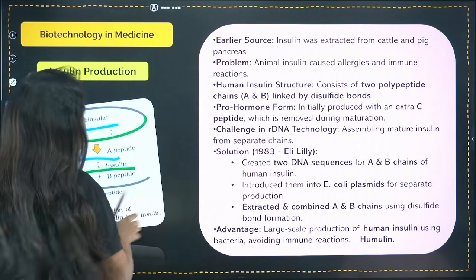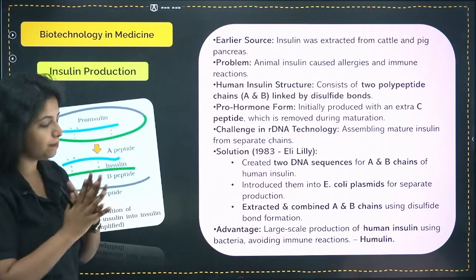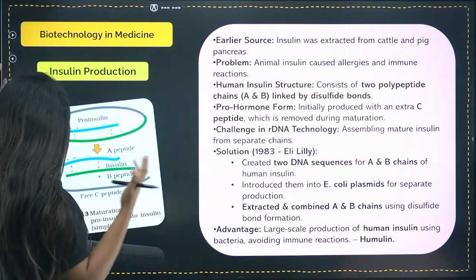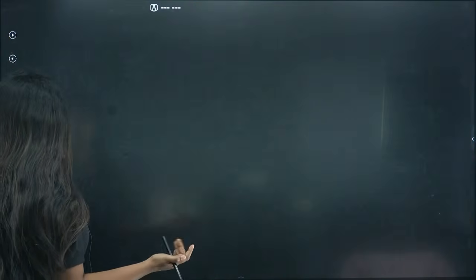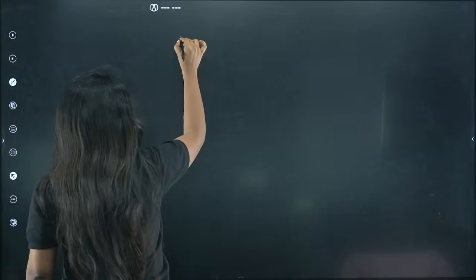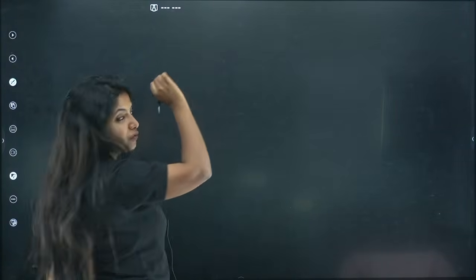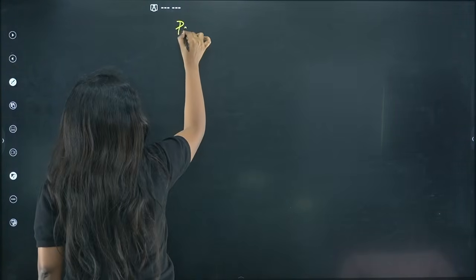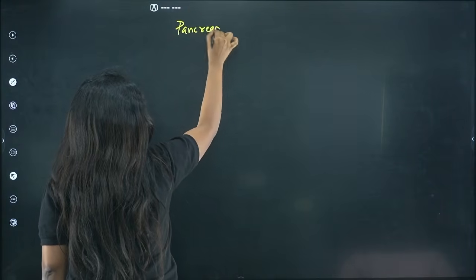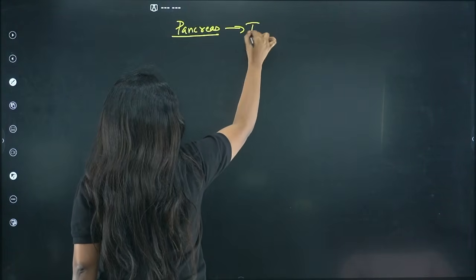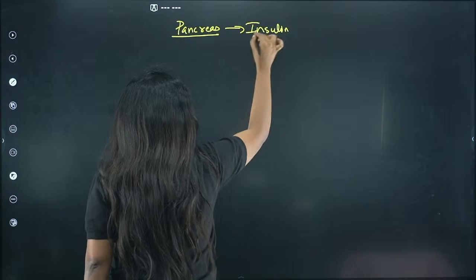Okay, fine. Now we talk about insulin production. So what happens is that generally, okay, before that, just a second. We have our pancreas. I hope you guys know that we have our pancreas, right? What does the pancreas produce, my dear children? The pancreas is there for the production of insulin. Okay, what does the insulin do, my dear children?